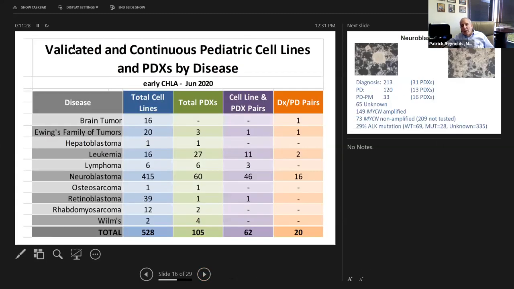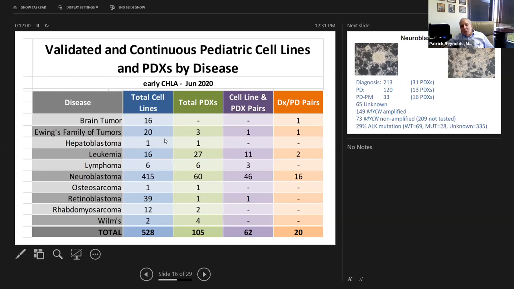Now let's look at what we have in the repository, the validated and continuous pediatric cell lines and patient-derived xenografts. We've got a number of brain tumors, and they're actually across the whole spectrum. I'll show you those. We have chosen not to try to do PDXs. We get very small samples, and when we can, we cryopreserve these. So if there's somebody that wants to do these, but we decided that one is really beyond the scope of what we can do. So we're not doing PDX on the brain tumors, we're just doing cell lines. The rest we're attempting to do PDXs on.